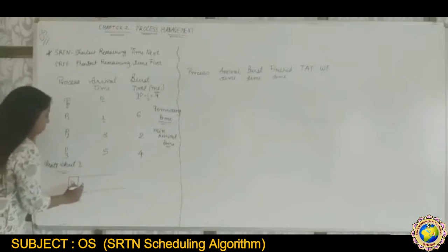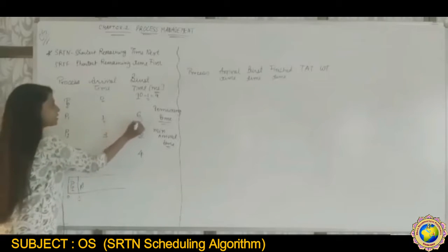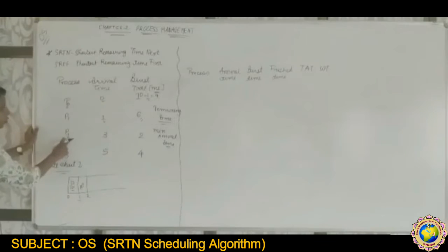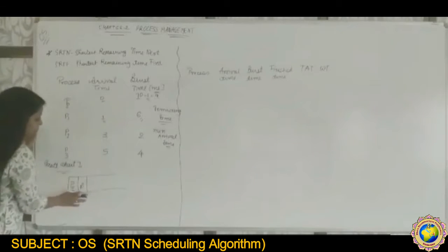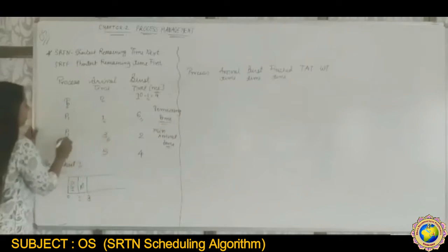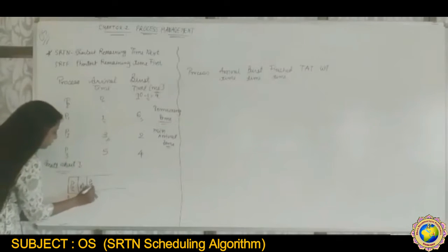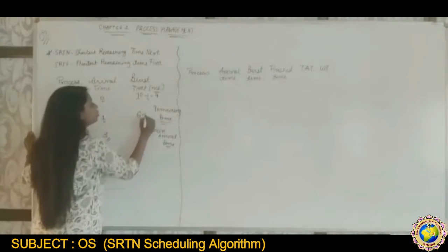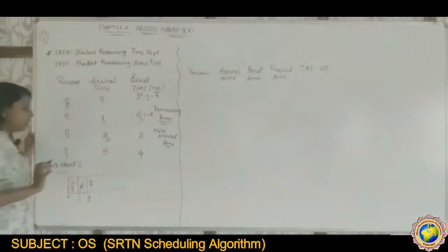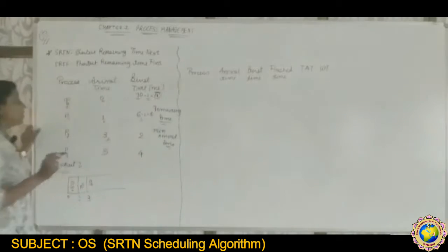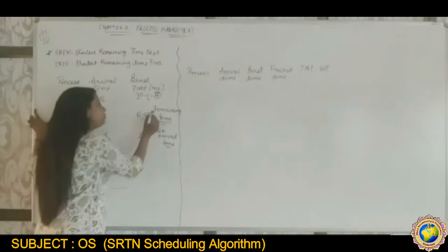Now P1 has 6, but is there an arrival at time 2? No. Then 3, yes. At arrival time 3, P2 comes. So we have to continue with P2. So 1, 2, 3, that is a gap of 2. So 6 minus 2 will be 4. Right? So the remaining time of P0 will be 9, and the remaining time of P1 will be 4.